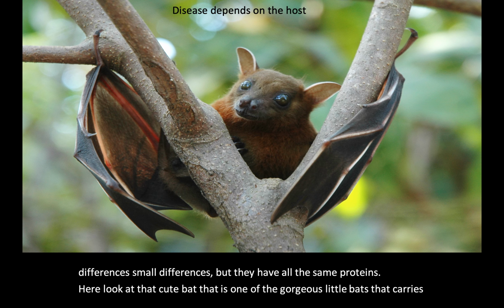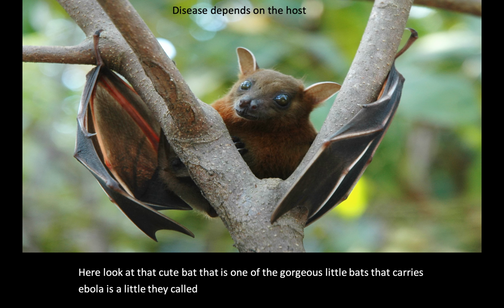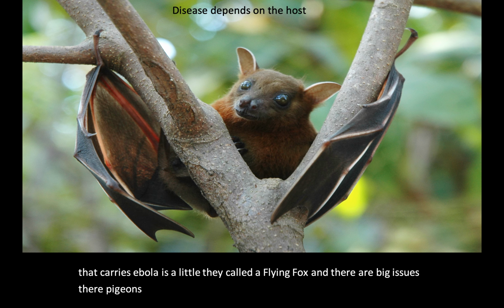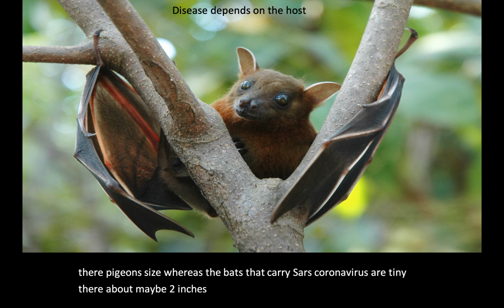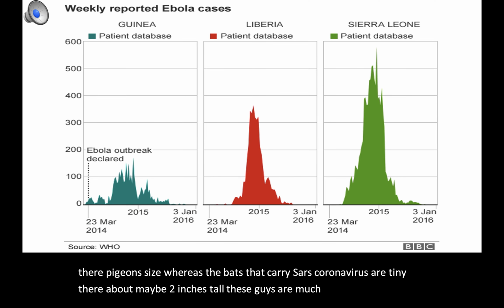It's a little, they call it a flying fox. And they're biggish. They're like pigeon size. Whereas the bats that carry the SARS coronavirus are tiny. They're about maybe 2 inches tall. These guys are much bigger. So, all right. So this is the breakdown.